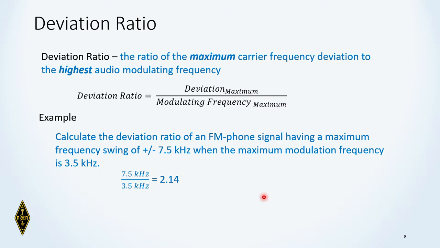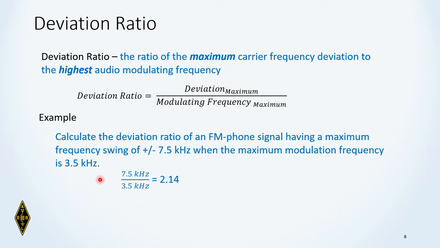Now, this isn't a very realistic example because pretty much any radio that we use is going to have a maximum frequency swing of plus or minus 5 and a maximum voice frequency of 3. But just for the sake of working the problem, the ratio is simply 7.5 divided by 3.5. They're both kilohertz, so you can ignore that part.